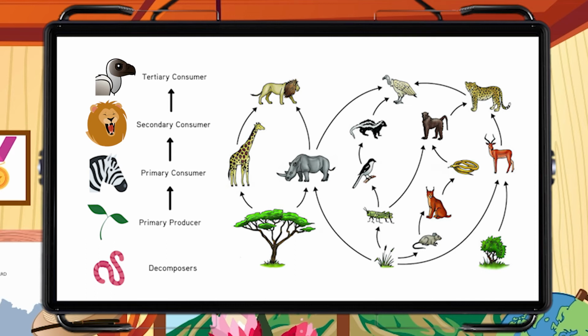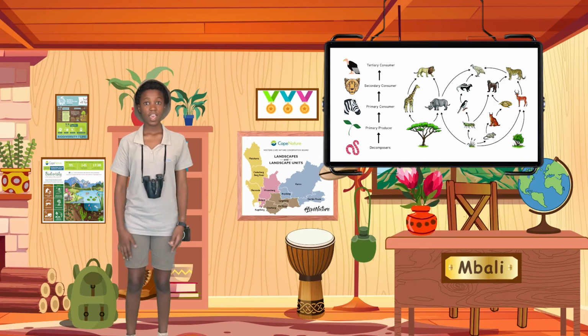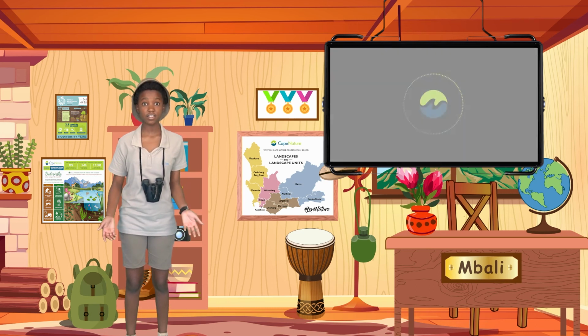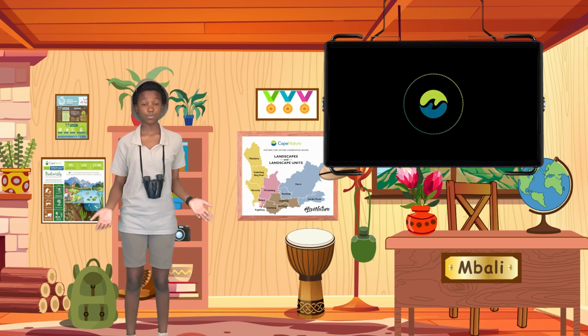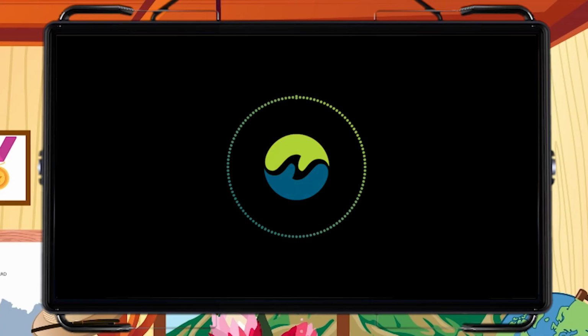If we remove one part of the web, it will affect something else, which in turn affects another part of the web. Nailed it, Cape Nature. And it's because of this dependence that we need to look after everything in the ecosystem. It affects us too.